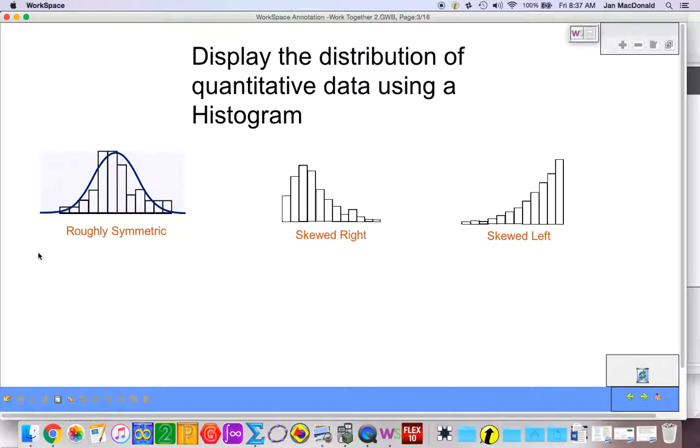So let's take a look at what a roughly symmetric histogram would look like. Okay, and again, you can see that bell-shaped curve. We're going to talk a lot about that in AP Statistics. This distribution is said to be skewed to the right because when you try to draw that curve, we have this tail that seems to fall to the right. And here, this distribution is skewed to the left.